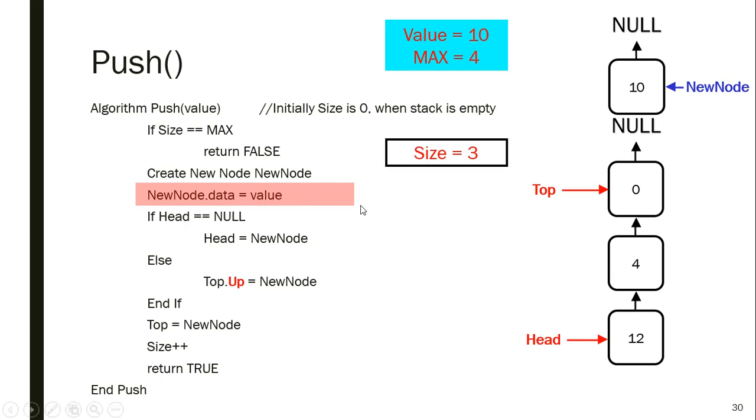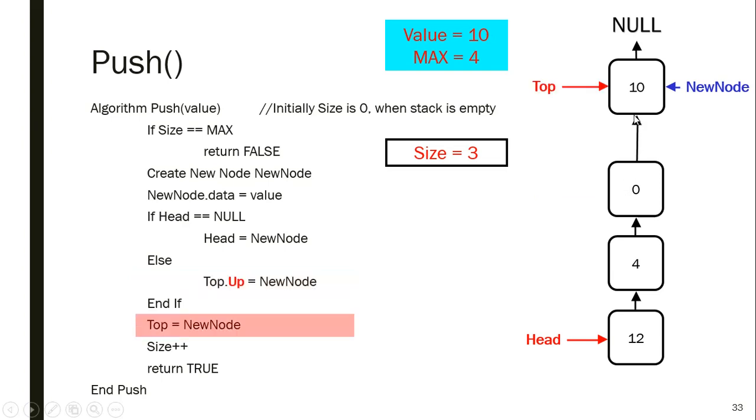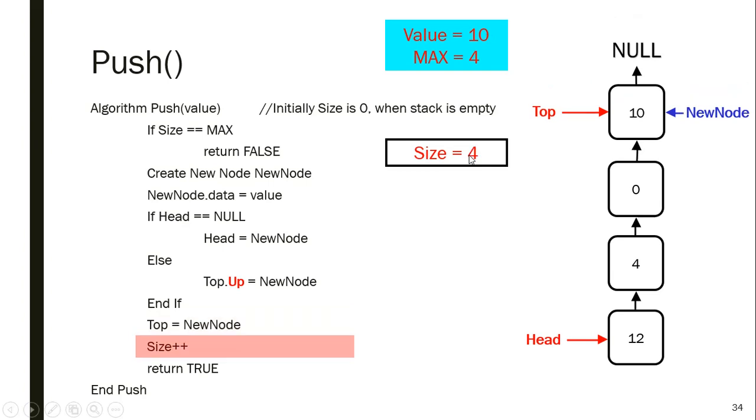whether there is no value on the stack, meaning stack is empty, or there is some value. So here in this condition, head is not null. It means there are some values in stack. So I will go to the second case. What is the second case? Top dot up is equal to new node. So top dot up will now not point towards null. It will point towards this new node, and top will be equal to this new node because this value is now on top of the stack. And you see now there are 4 elements here, so you are going to increase the size. As push is successful, you will return true.